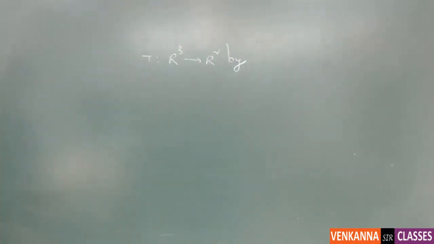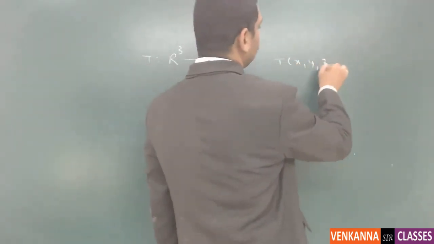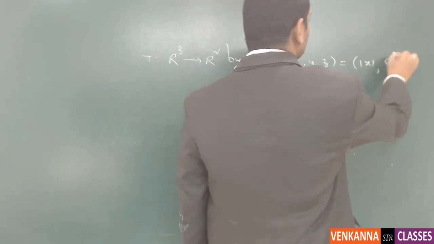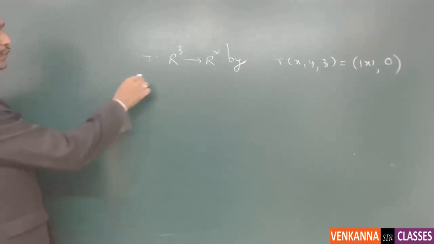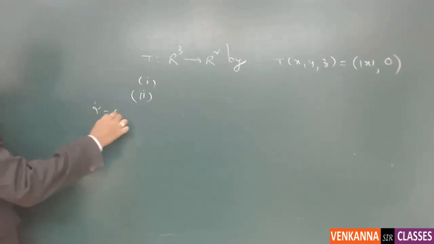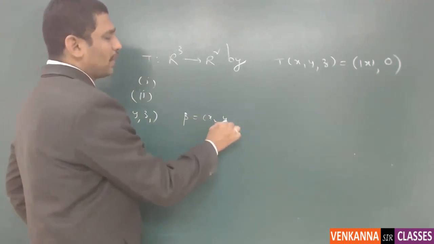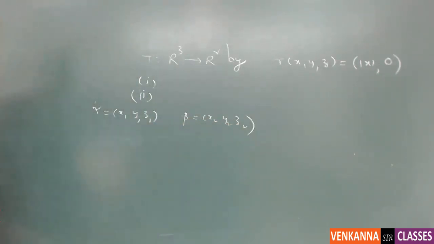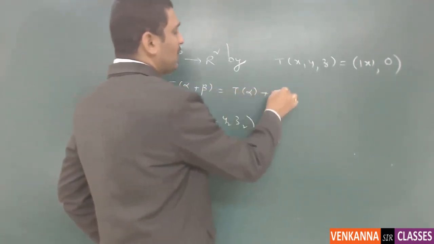Now, let us prove the part. This is the given condition, and we will verify whether it is a linear transformation or not. So for that, we are going to verify the two conditions. Let us say alpha is equal to x1, y1, z1, beta is equal to x2, y2, z2, and I am going to verify T of alpha plus beta is equal to T of alpha plus T of beta.